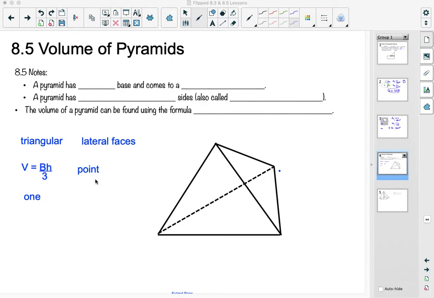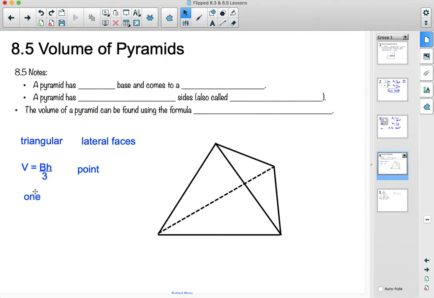This is all review. A pyramid has only one base, and it comes to a point. Remember, a prism has two bases, and that's you'd have one base across from the other base. When we take away one of those bases and bring all the sides into a point, now it's called a pyramid. Pyramid has triangular sides. That's how they come up and form that point.